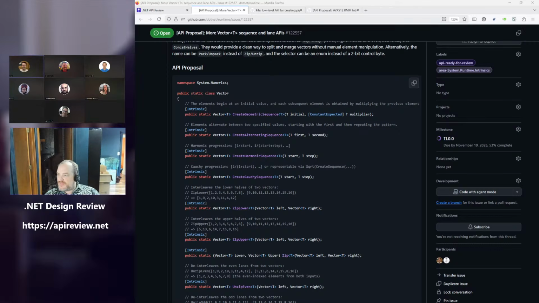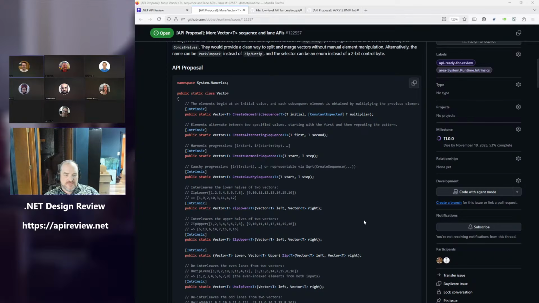The next set of APIs are the zip and unzip APIs. What the different hardware calls these does vary a little bit. Some call it unpack, some call it zip, some call it interleave. The most common term, and the term we use in LINQ itself, is zip.